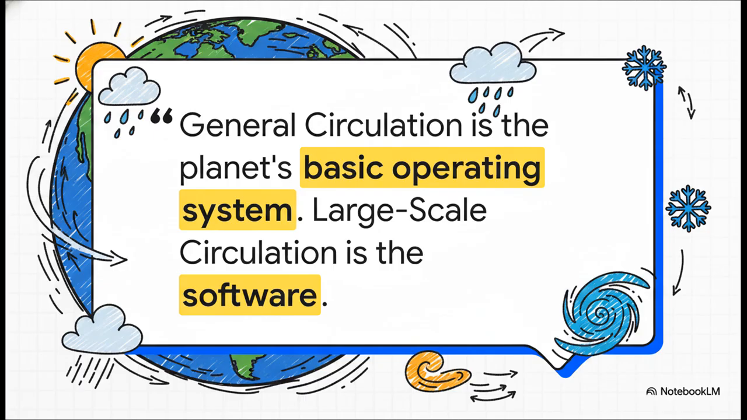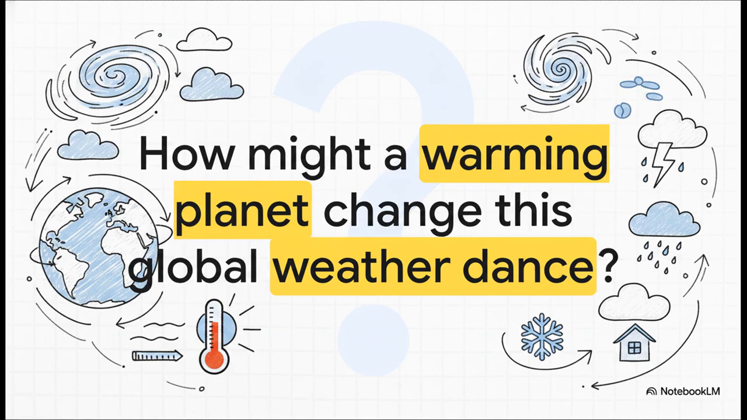This is really the key takeaway, maybe the best way to think about it. General circulation is like the planet's basic operating system. It's the permanent blueprint. But large-scale circulation, that's the software, like the seasonal weather apps that run on top of that system. It's what creates the dynamic conditions we all live in. And that brings us to a final thought. This entire global engine is a really delicate dance of energy transfer. And understanding how it works is the first step to asking the most important questions about our future. As we add more energy to the system by warming the planet, how might this dance change? And what could that mean for the weather, right outside your window?